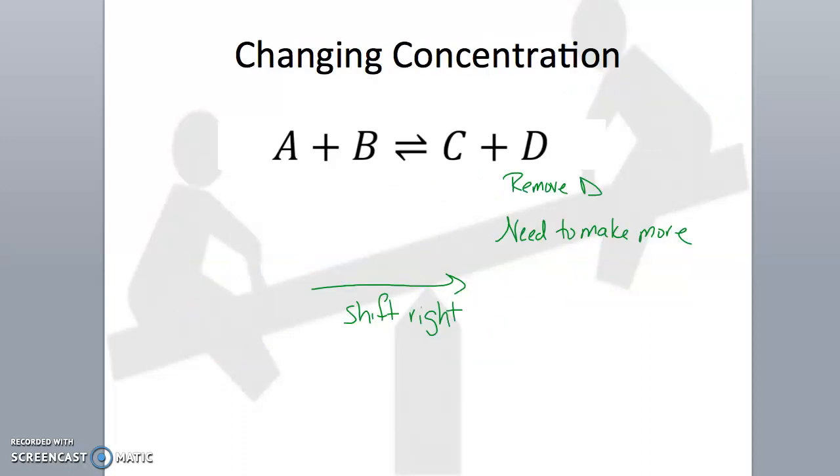The same applies to changing concentrations. In this case, if we remove D, our equilibrium has been disrupted. The reaction will run in the forward direction to produce more D to reestablish the equilibrium. In doing so, there will also be an increase in C. The reactants, A and B, will decrease. This is a shift to the right.